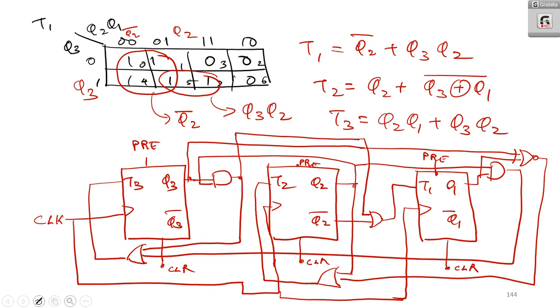Okay, so I think you have got a fair idea about what is meant by lockout condition, what is meant by self-starting condition, and what is meant by not self-starting.